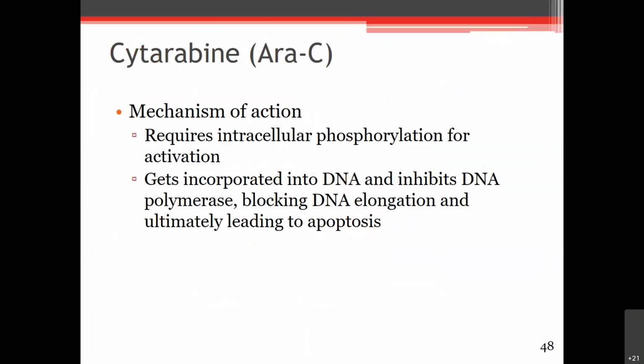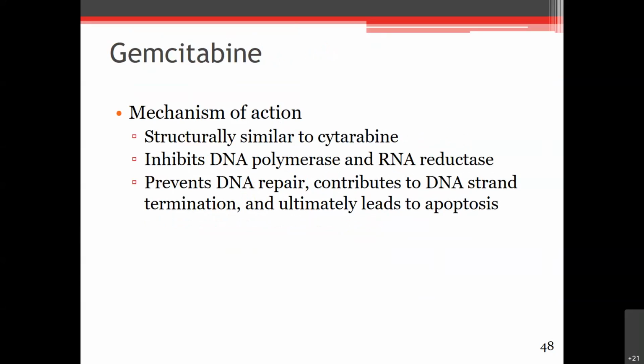Next, we will move on to cytarabine. So we see this used in a variety of heme malignancies. Cytarabine gets incorporated into DNA and inhibits DNA polymerase, blocking DNA elongation and ultimately leading to apoptosis. Next, we have gemcitabine. So this is used in several malignancies such as pancreatic cancer, breast cancer, and lymphomas. This medication inhibits DNA polymerase as well as ribonucleotide reductase, prevents DNA repair, and contributes to DNA strand termination and ultimately causes apoptosis.